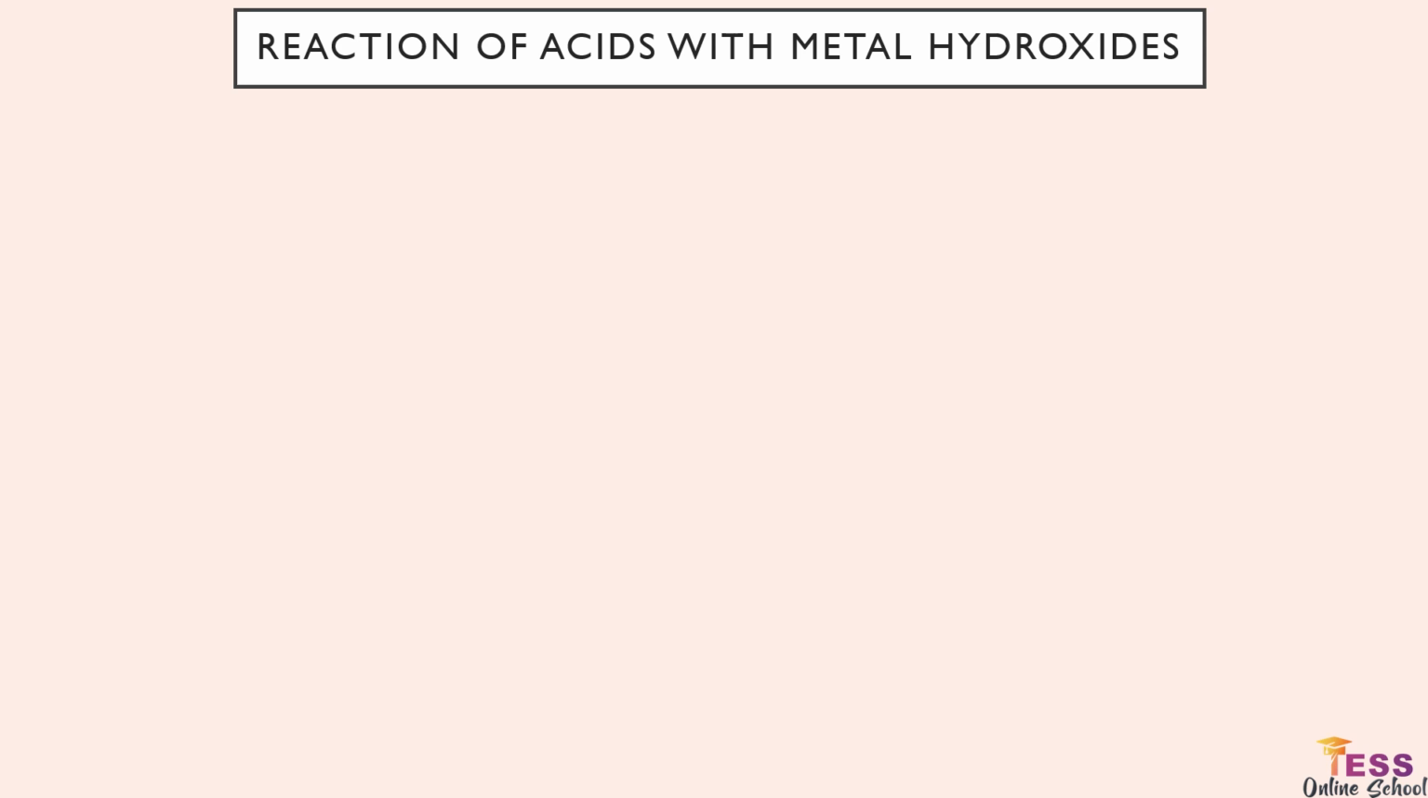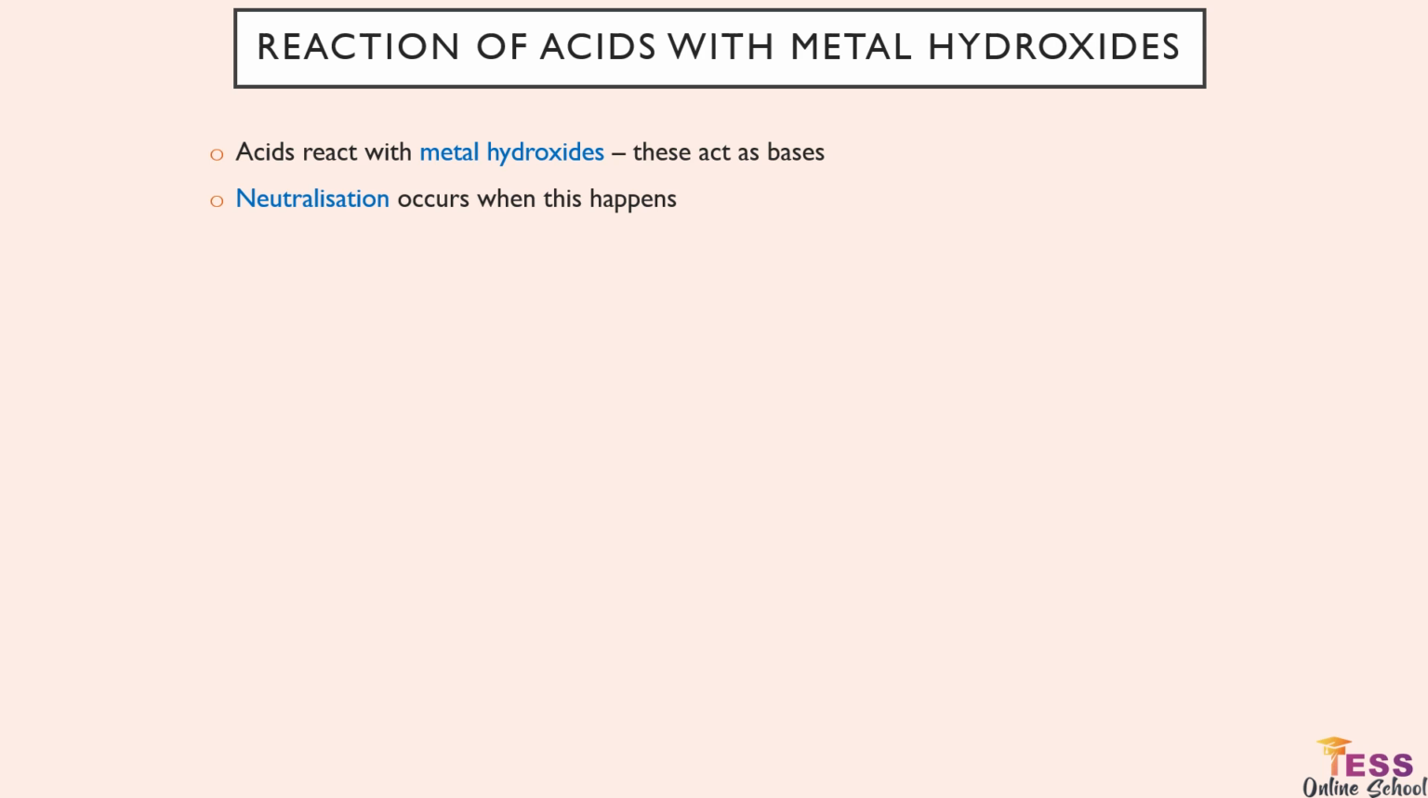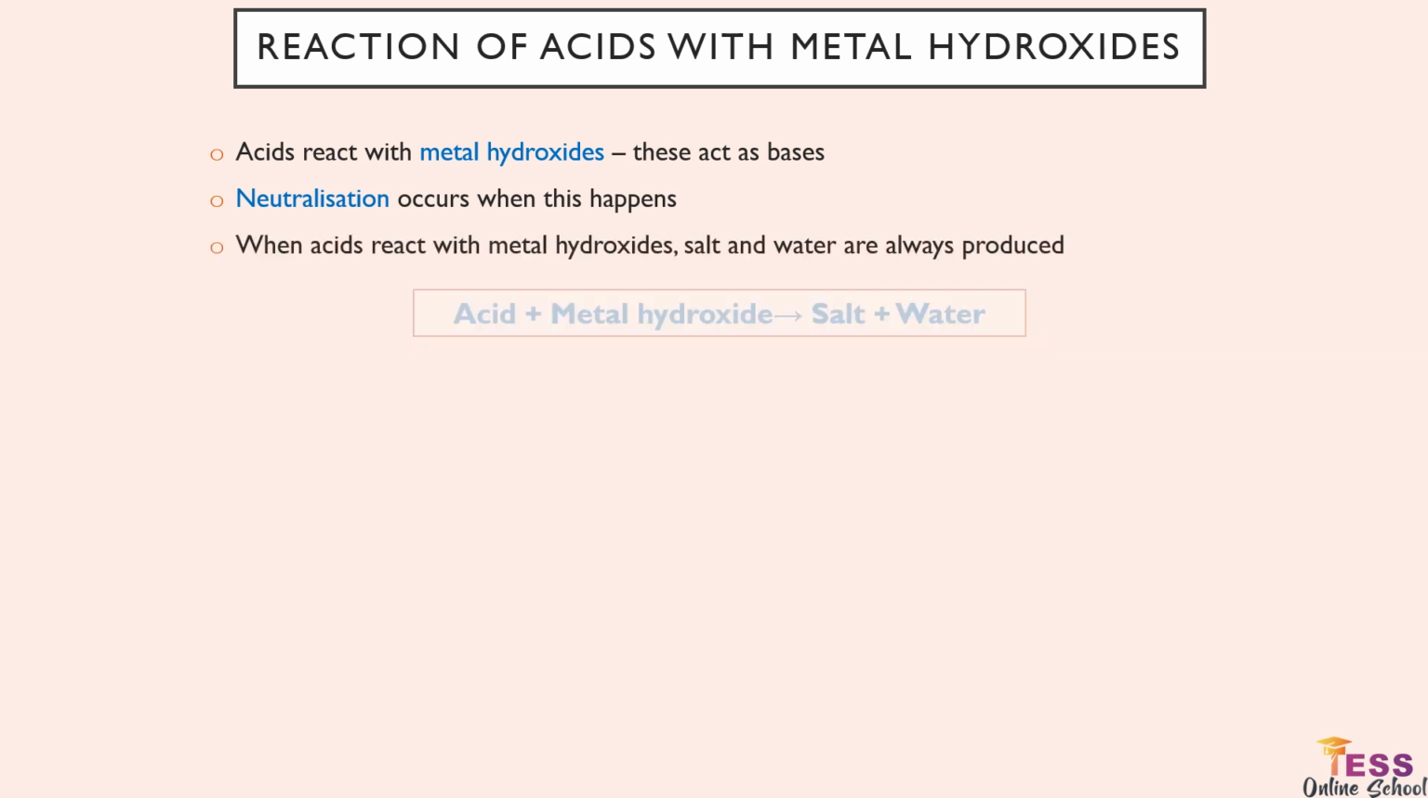Now let's talk specifically about metal hydroxides. Acids react with metal hydroxides, which act as bases. As a result of this acid-base reaction, a neutralization reaction occurs. The products of this reaction are always salt and water. A general equation of this is: an acid plus metal hydroxide produces salt and water.